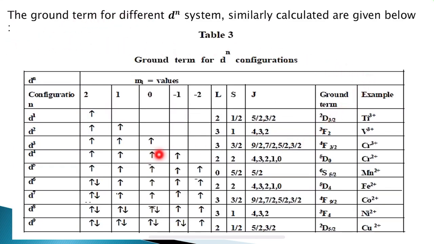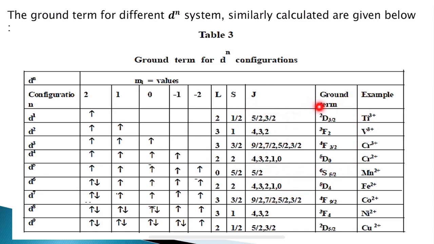This is Table 3, which gives the information about the ground term for dn configurations. Here n will be d1, d2, d3, d4, d5, d6, d7. How the distribution of electrons takes place according to Hund's rule is seen here. This part is less than half filled and this will be more than half filled. The resultant orbital angular momentum value is given in this column, the spin angular momentum is given here, and the total angular momentum, that is the J value, is represented in this column.